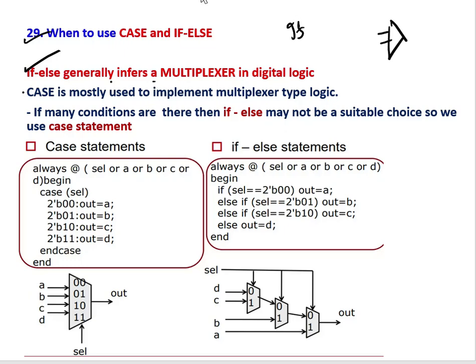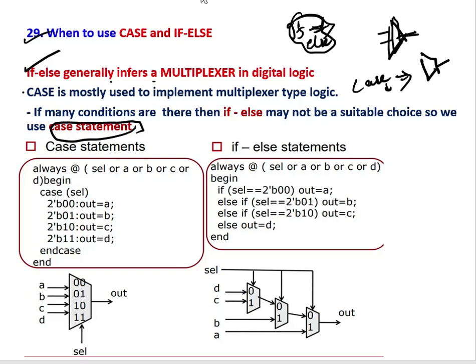when you write if else to implement any logic design, then the hardware that the if else statement generates is a multiplexer. If you write case statement to implement a digital logic, then what it generates is also a multiplexer logic. Okay. Case statement is preferred or it is a suitable choice when many conditions are there. So in your logic design, if so many conditions are there, then you better go with case statement than if else statement.